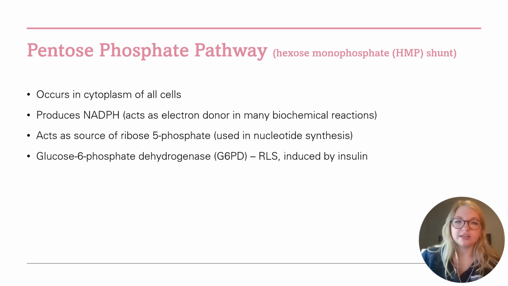The main important enzyme in this pathway is glucose-6-phosphate dehydrogenase, or G6PD. It is the rate-limiting step of this process and is activated by insulin, which makes sense because this is a fuel storage pathway.